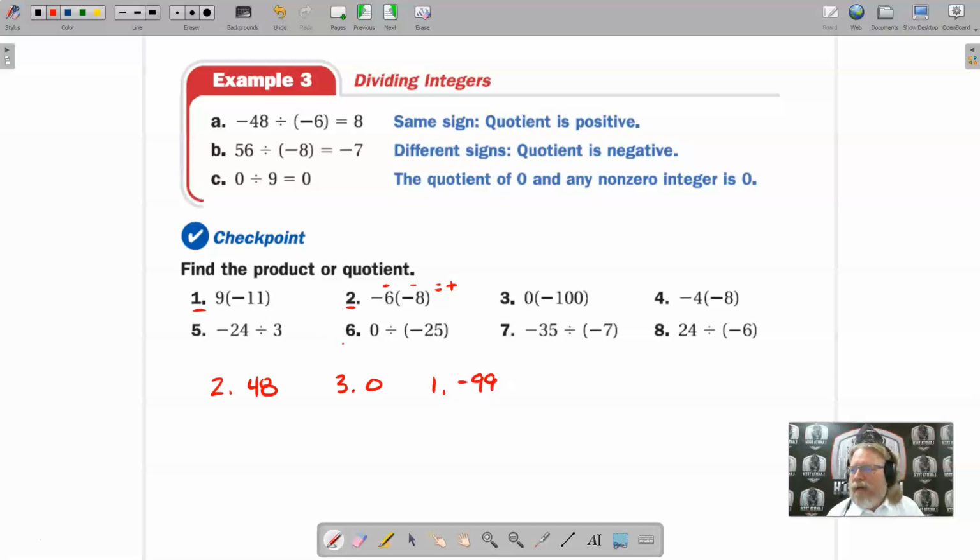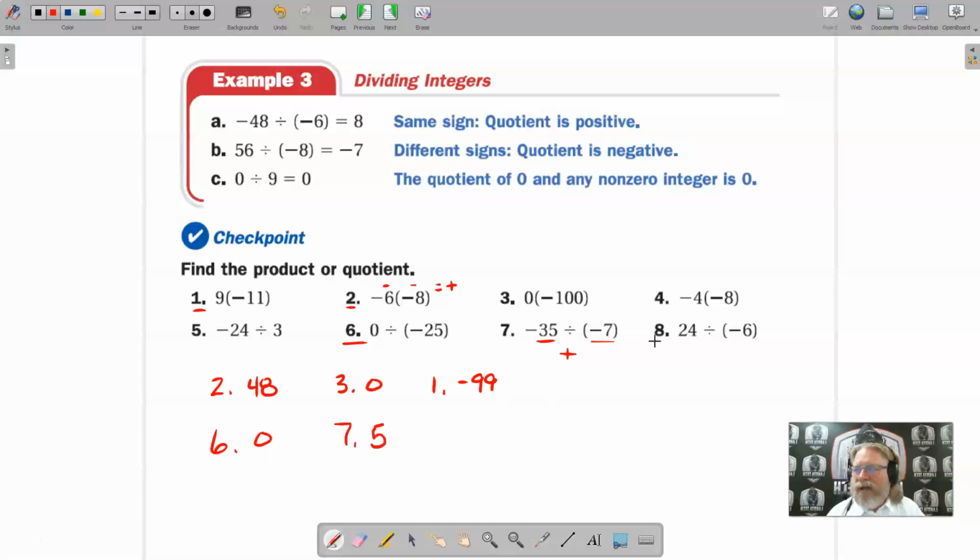What about number 6? That one should be easy, right? 0 divided by, well, any number is going to be 0. And here we have number 7. Negative divided by a negative is going to be positive. So we know that they are the same sign, so the answer is going to be positive. And 35 divided by 7 is 5.